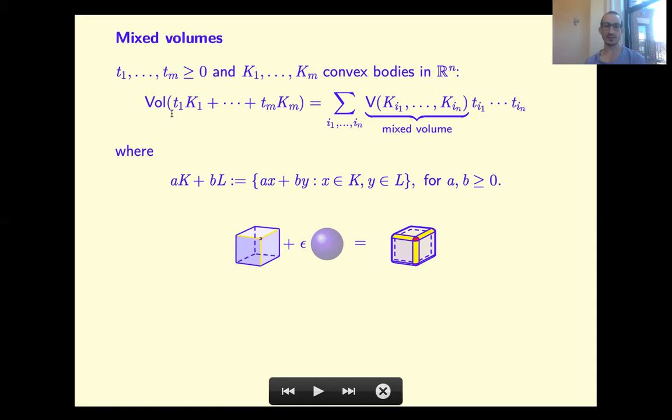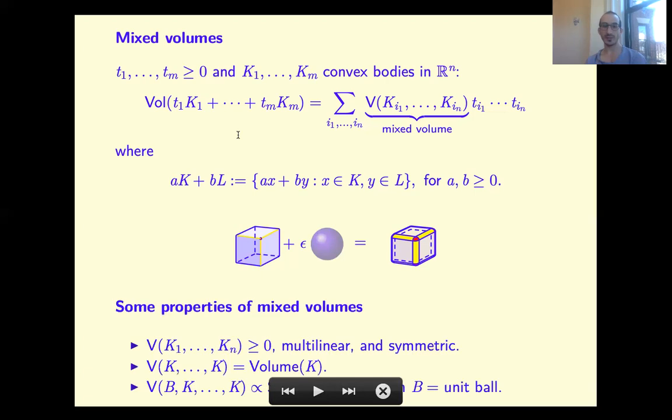So it's a basic result in convex geometry that the volume of the Minkowski sum, as a function of the Ti, is a homogeneous polynomial of degree n. Because we are in dimension n, this is a sum over all n indices, which take values from 1 to m, because we have m bodies. Here we have a multiple of T_{i1} to T_{in}, so this is of degree n. And the mixed volume is the coefficient, which depends on the bodies K_{i1} to K_{in}.